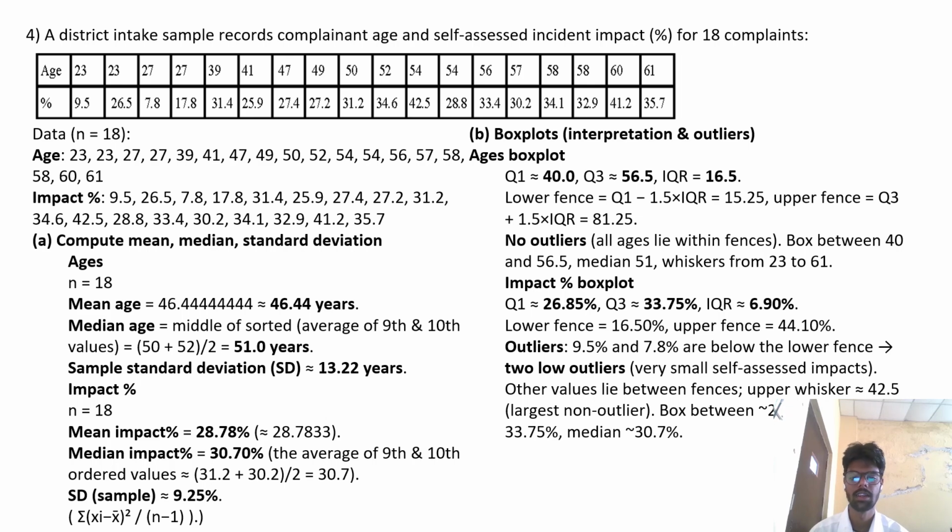Impact percentage box plot: Q1 will be 26.85 and Q3 will be 33.75, with an IQR of 6.90. Lower fence will be 16.50 percent and the upper fence will be 44.10 percent. The outliers 9.5 percent and 7.5 percent are below the lower fence, which implies two low outliers, a very small self-assessed impact. Other values lie between the fences: upper whisker 42.5, the largest non-outlier, and the box between 26.85 and 33.75, and the median will be 30.7 percent.